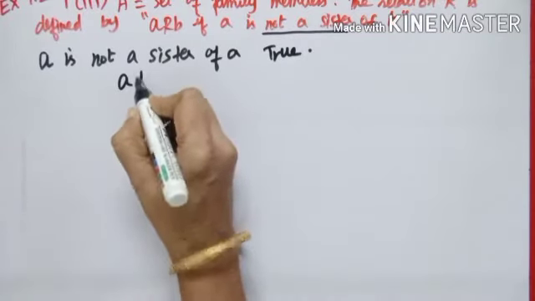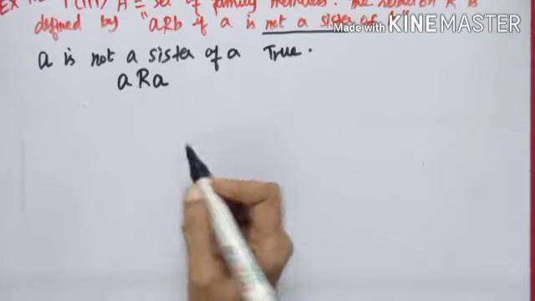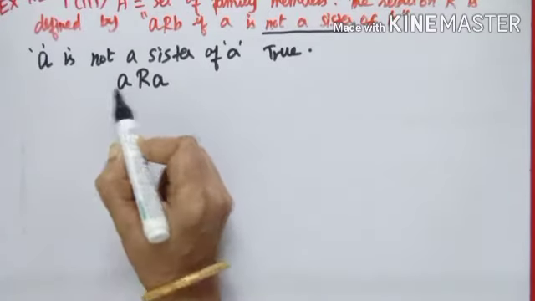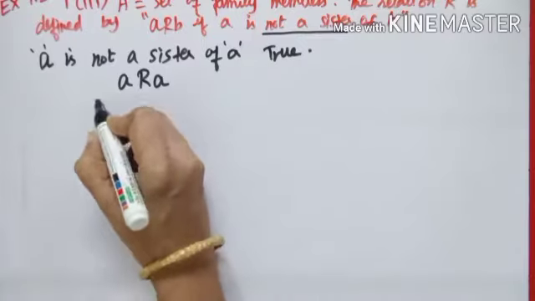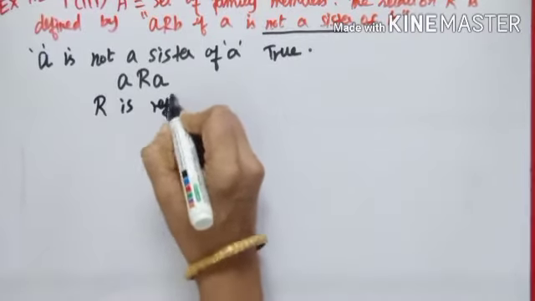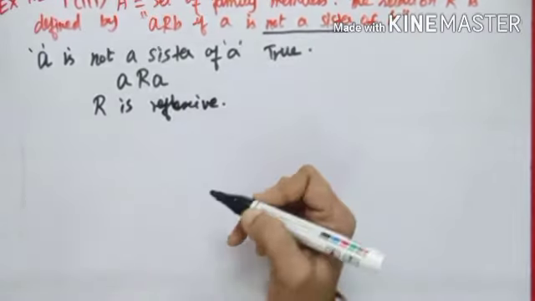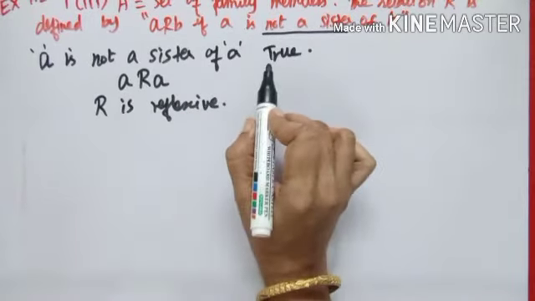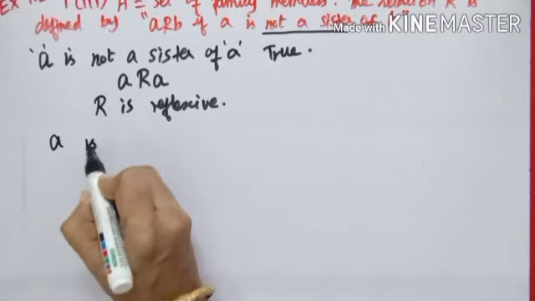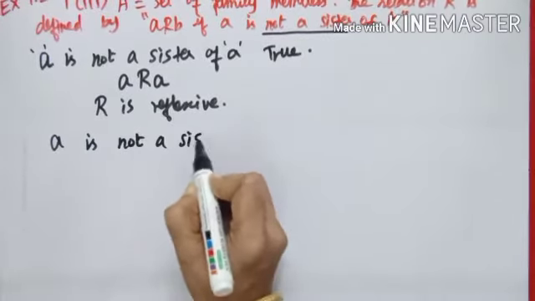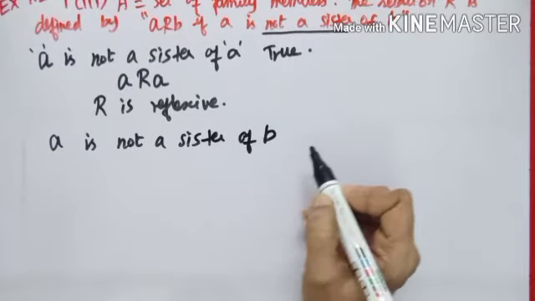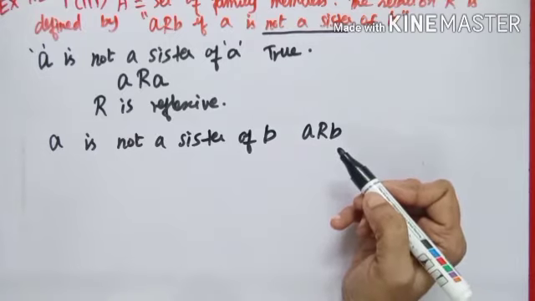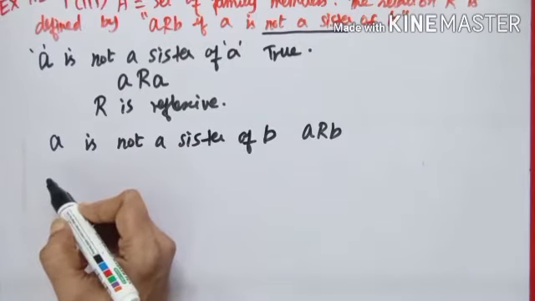So I will say A related to A. A is not a sister of A. So I will say A related to A. R is reflexive. The second idea, whenever A is not a sister of B, this is A related to B. Can you say B is not a sister of A?